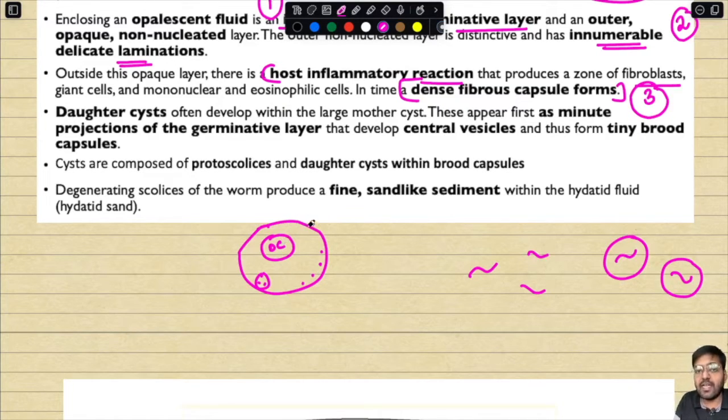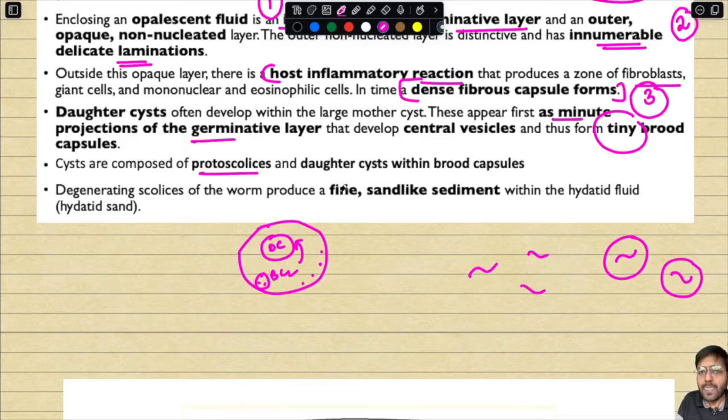This is the inner layer. The inner layer is a germinative layer from which the protoscolices arise. Some such protoscolices group together to form a brood capsule, which ultimately enlarges to form a daughter cyst. Daughter cysts often develop within the large mother cyst. These appear first as minute projections of the germinative layer, that is the protoscolices, that will develop central vesicles, and they will form tiny brood capsules, which in due course will give rise to daughter cysts. Cysts are composed of protoscolices and daughter cysts within the brood capsules.